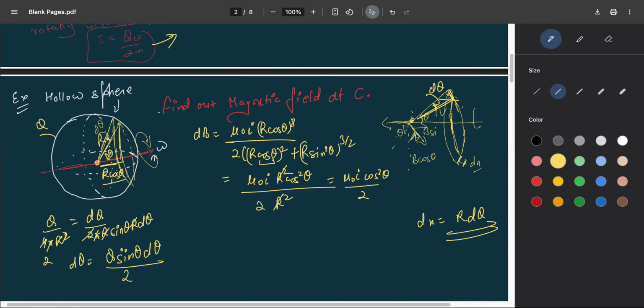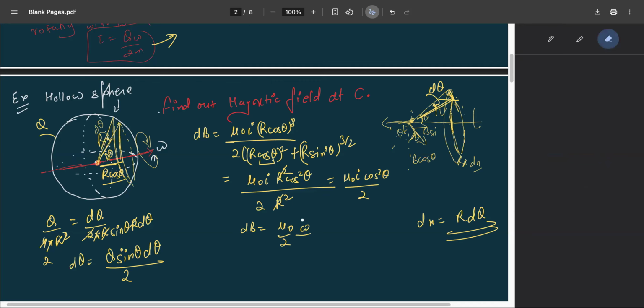I think so, yes. So we can actually go and put the value. So what is the current over here? You can just see, q multiplied with omega divided by 2 pi. So you will get the I. Okay, I'm going to put the direct value. dB is equal to mu naught by 2, constants all outside. Put the value of this I. What is that I? Q omega by 2 pi, so omega by 2 pi also constant. Okay, let it be 2 pi.